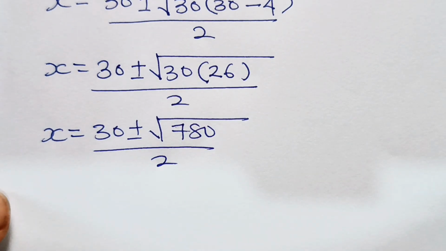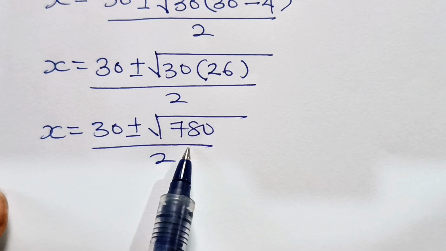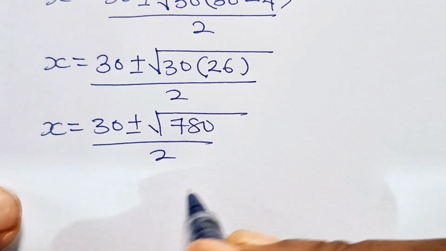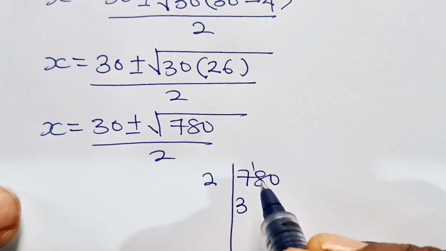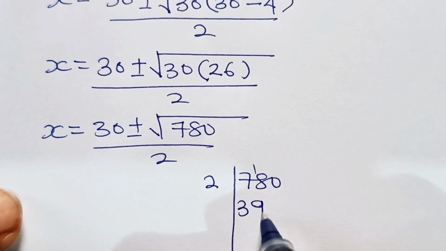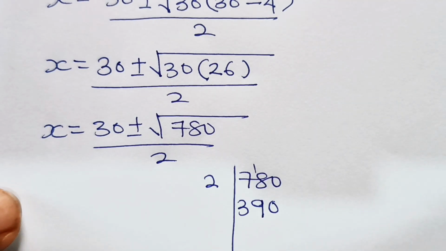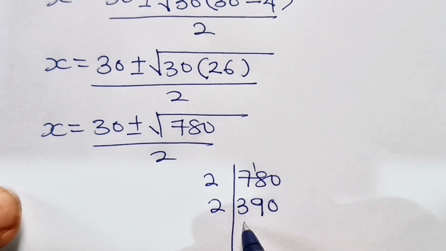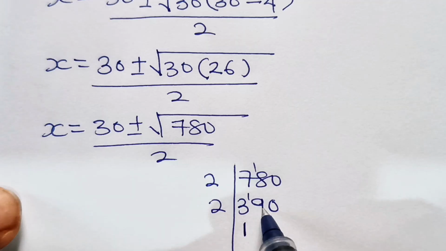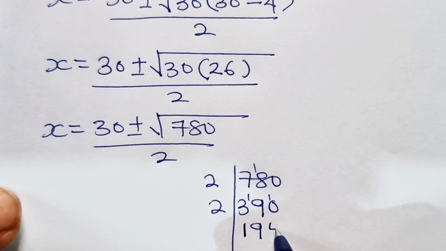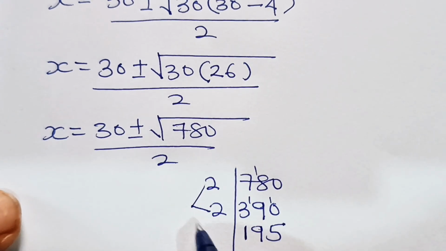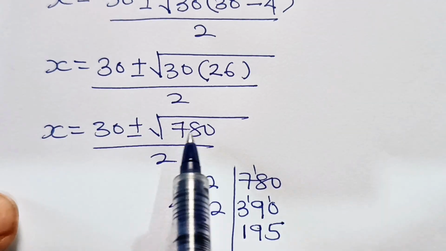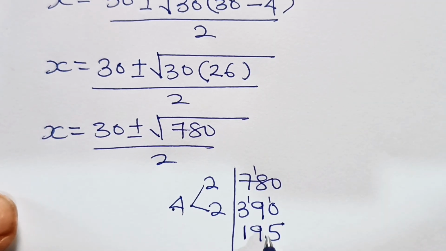Now, at this point, let us simplify 780. When 2 divides 7, we have 3 remainder 1. 18 divided by 2 is 9. 0, 2 divides 0 is 0. Now we go again. We have 19 divided by 2 is 9 remainder 1. 10 divided by 2 is 5. So you can see that we can write this using a perfect square, which is 4. So 780 is the same thing as 4 multiplied by 195.